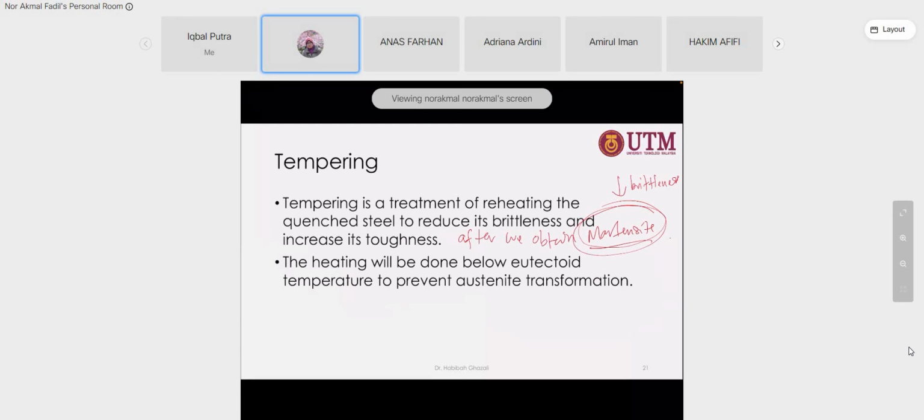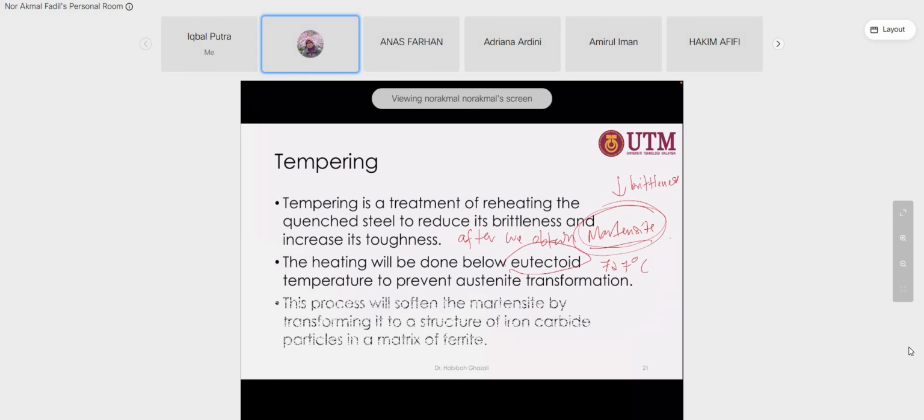Right? So the heating will be done below the eutectoid temperature, which is 727 degrees Celsius, to prevent austenite transformation. Otherwise it will not return, it will break again and never finish. Okay, this process will soften the martensite by transforming it into a structure of iron carbide particles in a matrix of ferrite.